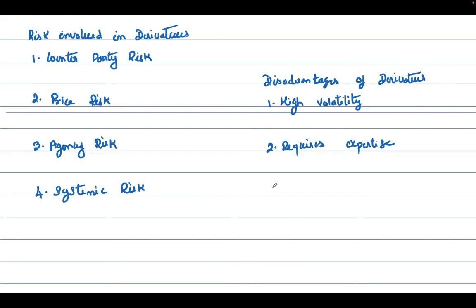Third, contract life. The main problem with derivatives contracts is their limited life. As time passes, the value of the derivatives will decline. So one may even have chances of losing completely within that agreed time frame. So these are the disadvantages of derivatives.